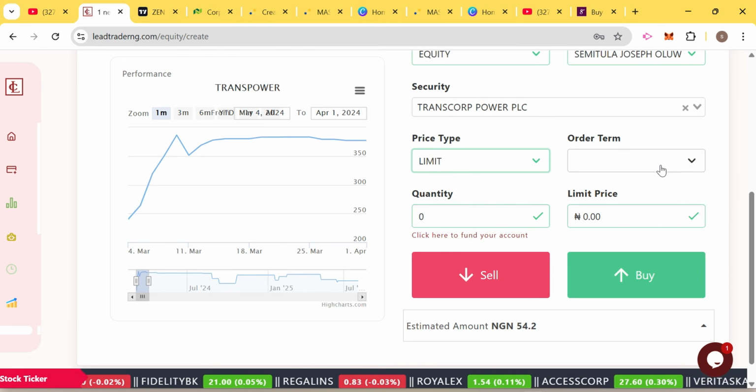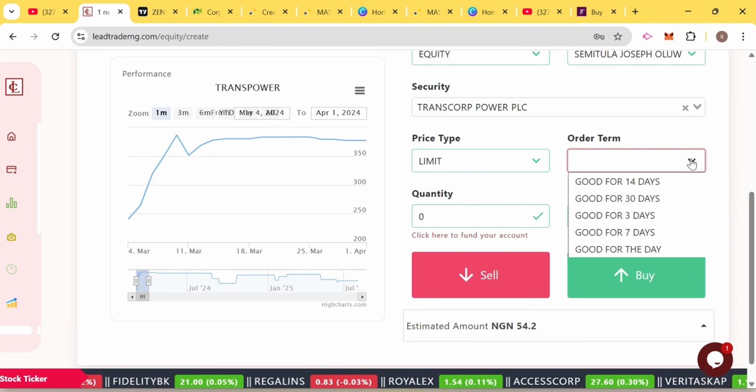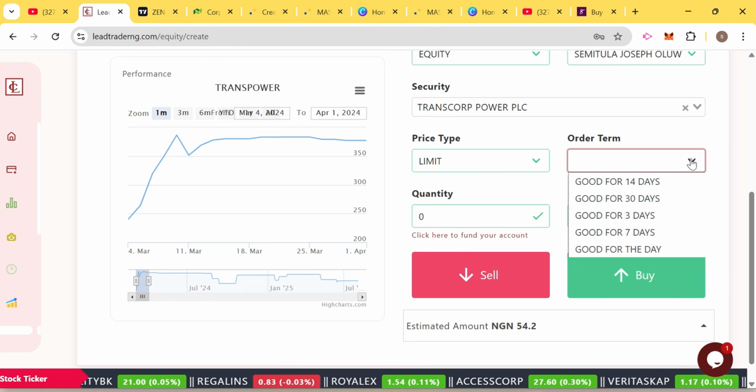Then we come to other terms. Other terms means the condition you are giving this trade. This particular trade you are placing, what is the condition? We have good for 14 days. What you are saying is, let this order replace itself for 14 days if it hasn't been executed.